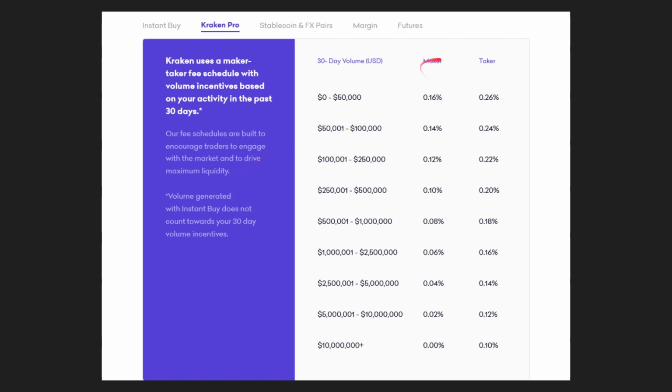Because if there aren't really enough people being market makers, creating the market, adding orders to the order book, it becomes significantly harder for people to actually trade and actually see what's going on. And here we see a similar fee structure. Once again, they are significantly cheaper compared to Coinbase, but generally the more you trade, the lower your fees will be.